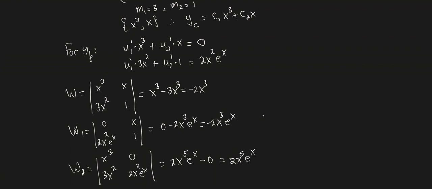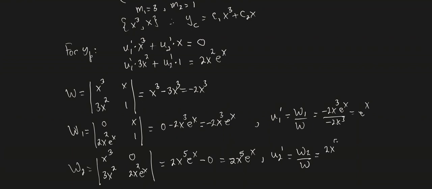So right beside W1, let's write down what u1 prime is. That's W1 divided by W. That works out really nicely because we end up having negative 2x cubed e to the x divided by negative 2x cubed. So that just leaves us with e to the x. So u1 is going to be easy to find. Let's see, u2 prime is W2 over W. So that is 2x to the fifth times e to the x over negative 2x cubed. So we're going to have a negative sign, and then x squared e to the x. So this one will require, if you think about it, what method of integration should we use? I'll let you think about it for a bit.